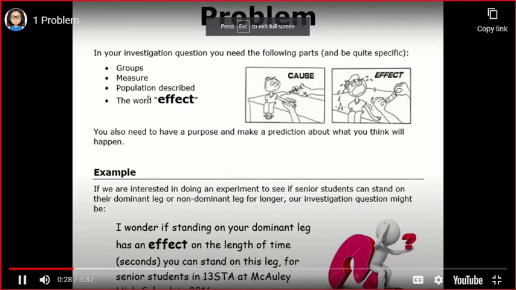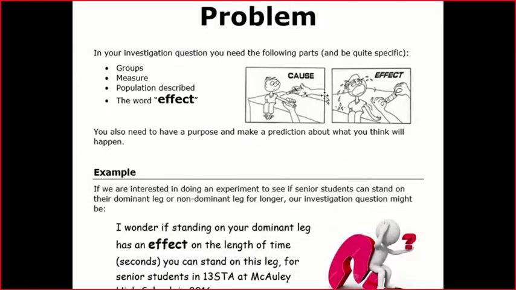And we need to use this word effect in there. That comes from the whole idea of an experiment, that we're trying to look for this whole idea of cause and effect, okay? Like this little picture shows, giving an injection, that's the cause. The effect is that we see somebody crying, okay? So the injection causes the tears, cause and effect.